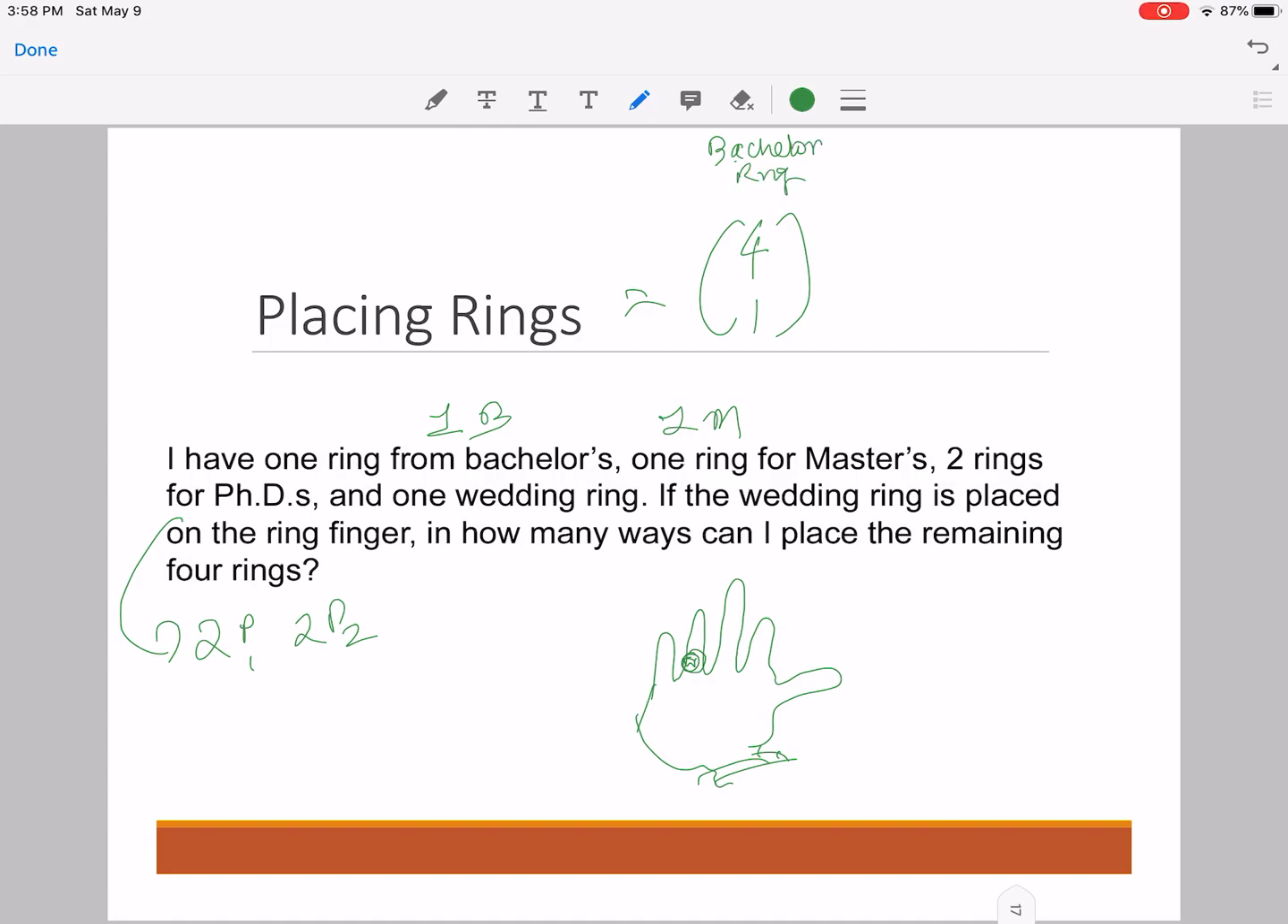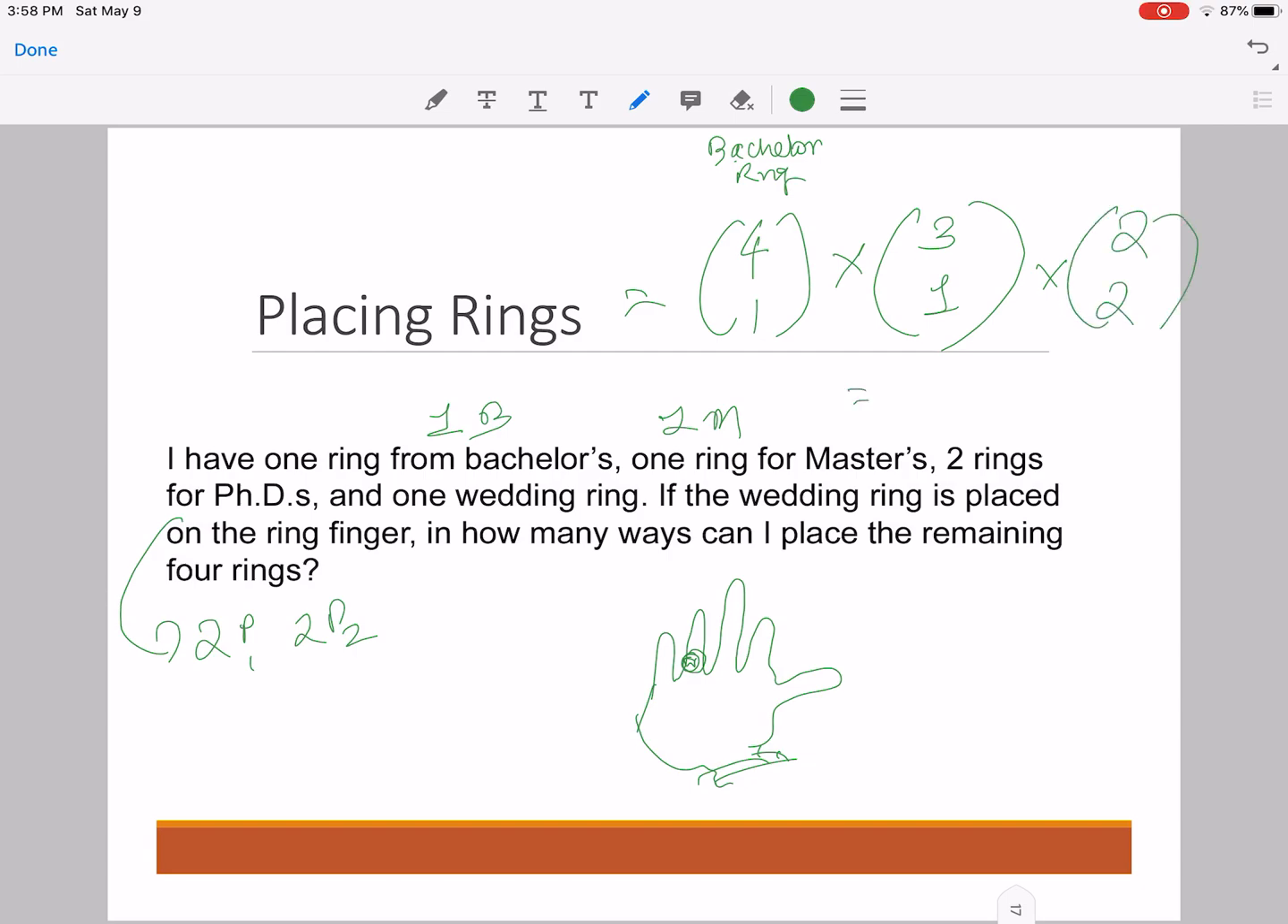Now, next, let's say I would like to place my master's ring. Now there are only 3 fingers available. So now the question is, in how many ways can I choose one finger out of 3 to place my master's ring? And the answer is 3 choose 1. Then I have 2 PhD rings and I have 2 fingers. Now the question is, in how many ways can I choose 2 fingers for my 2 PhD rings? And the answer is 2 choose 2.